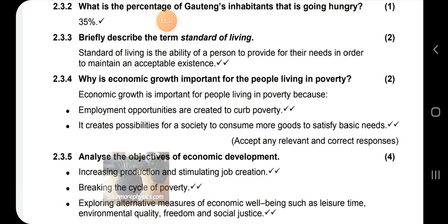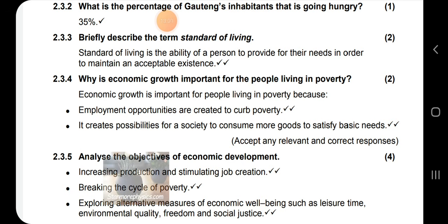So I'm saying we should look at the possible answers from the memo. I'll still go up and show you the beginning of it. So we were on 2.3.4. Why is economic growth important for the people living in poverty? Employment opportunities are created and it increases possibilities for a society to consume more goods to satisfy their needs.